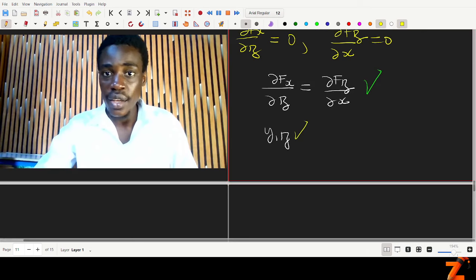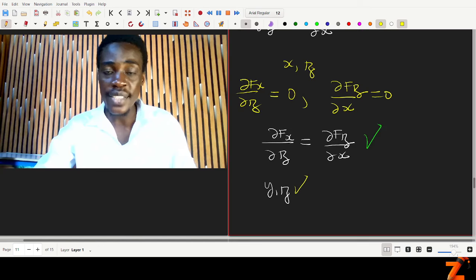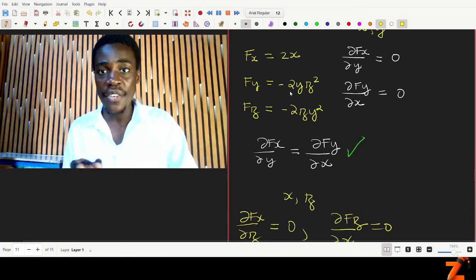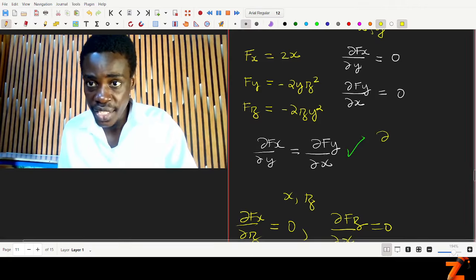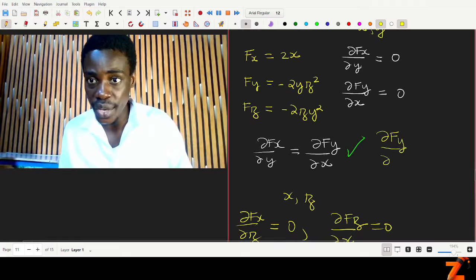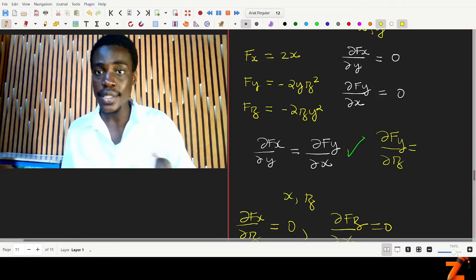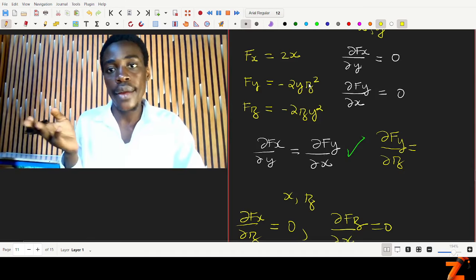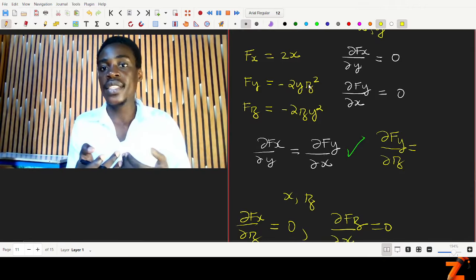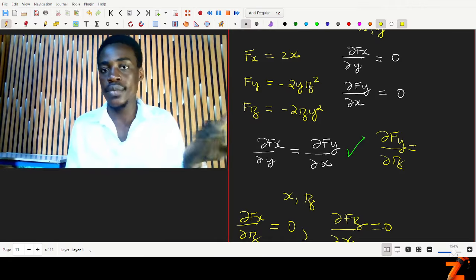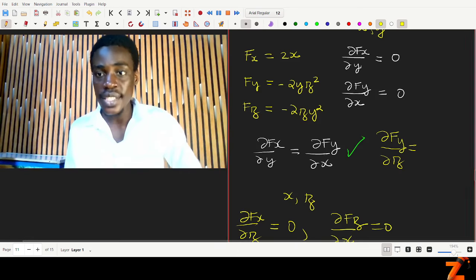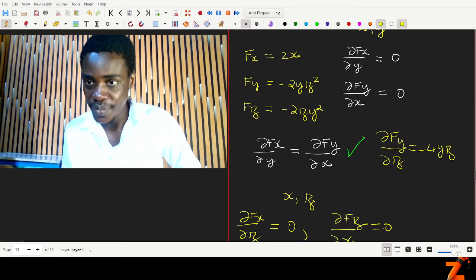Great. So I will calculate the derivative of fy with respect to z, for example. If I take the expression of fy, I have negative 2yz squared. I will differentiate fy with respect to z, and I obtain what? z is the variable here. So what is the derivative of z squared? If I differentiate it, I obtain 2z, because z is the variable here. So the result is negative 4yz, okay?